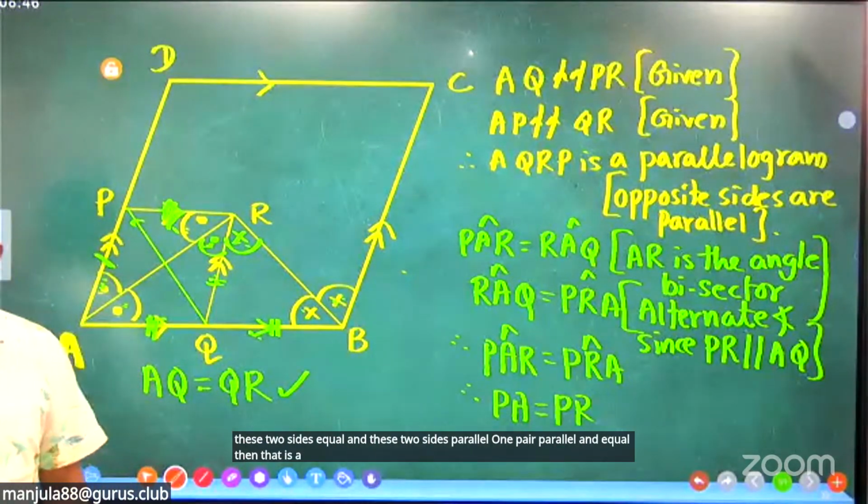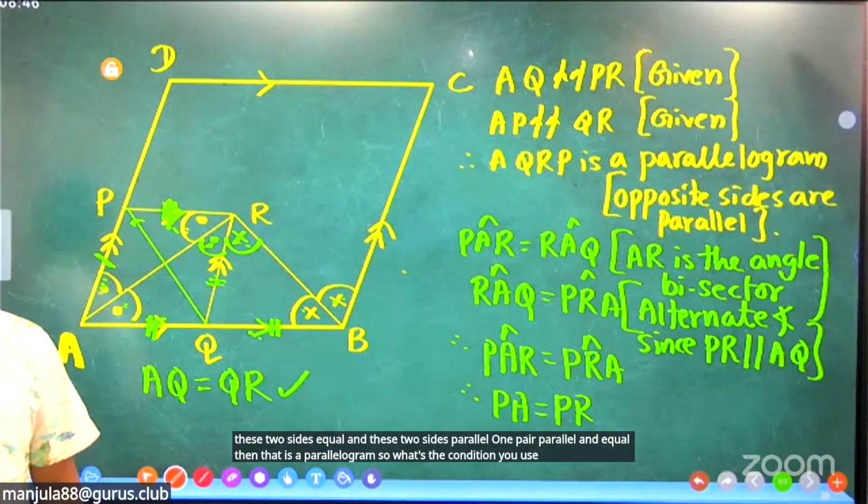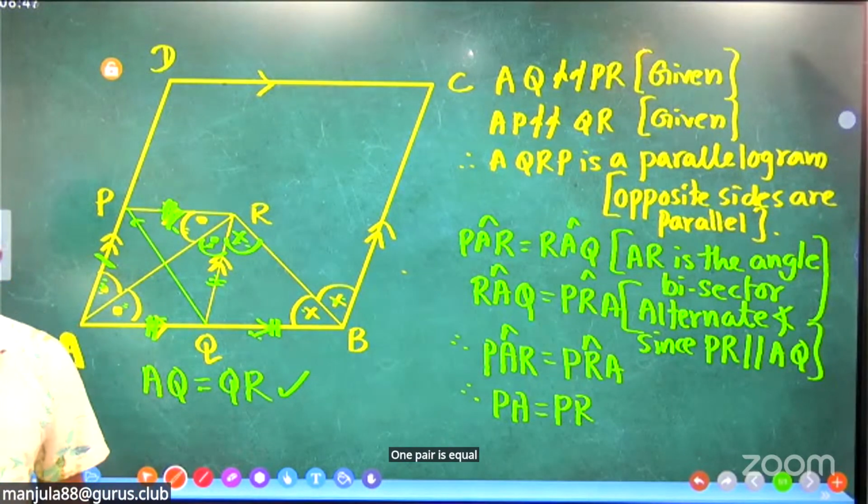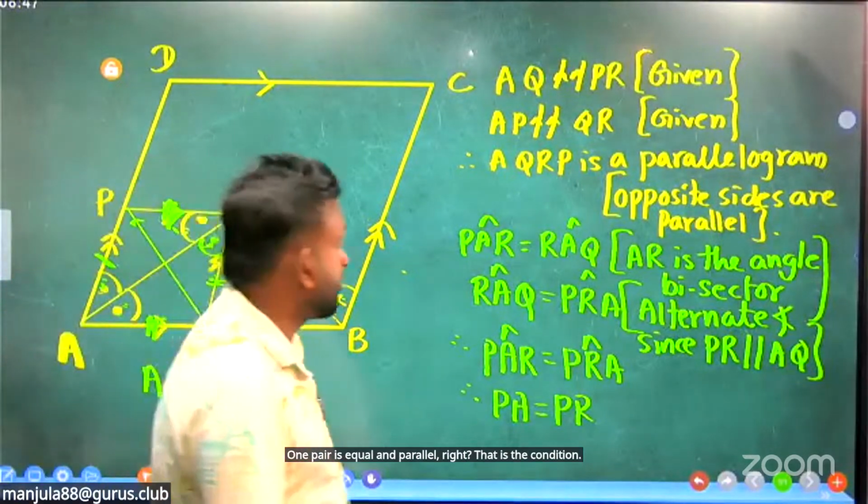So what's the condition you use? One pair is equal and parallel, right? That is the condition. Okay, right.